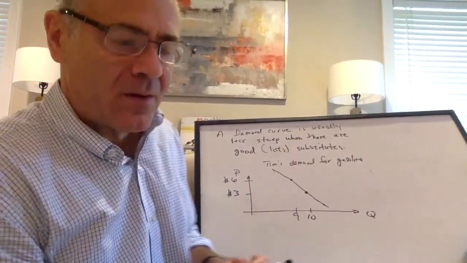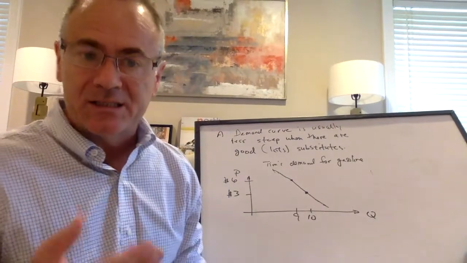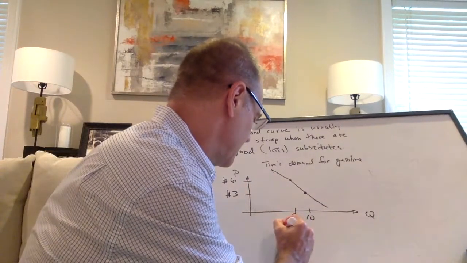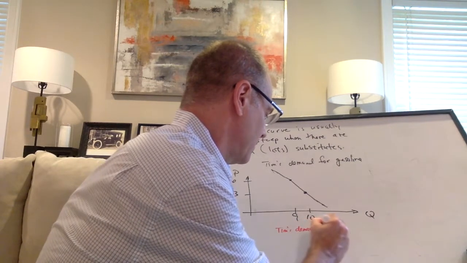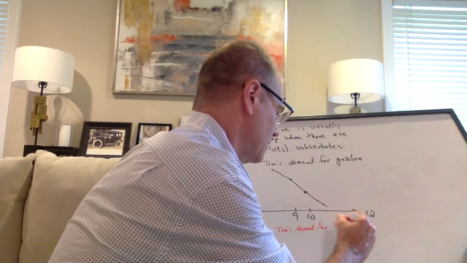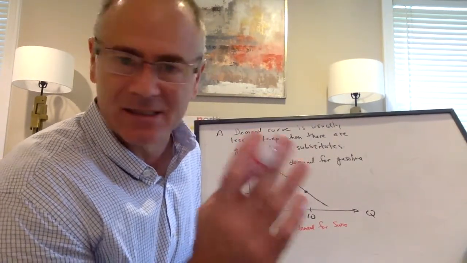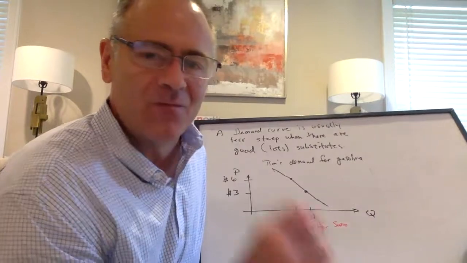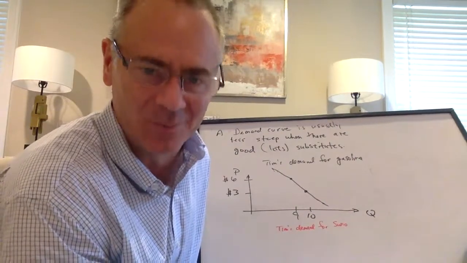Now, I'll do this in red. Let's consider a different good. This is Tim's demand for a particular brand of gas in a particular gas station. So not just gasoline in general. Now we're going to talk about gasoline from the Sunoco station at the University Mall. It happens to be that's where I usually buy my gas.